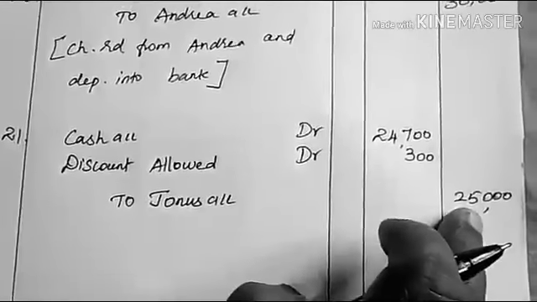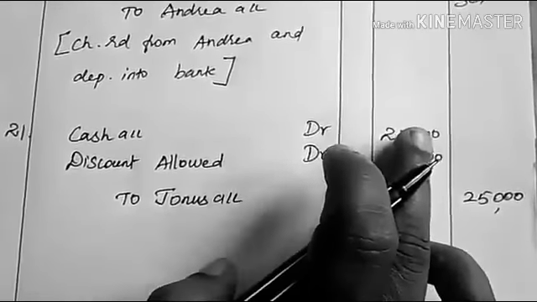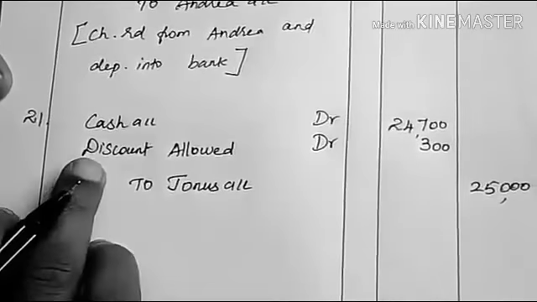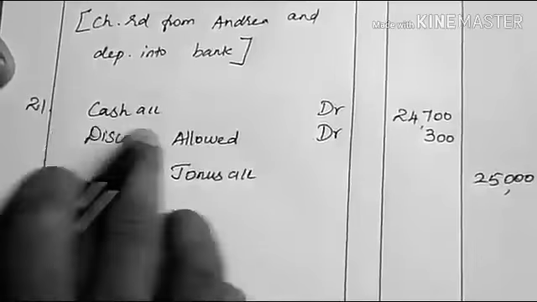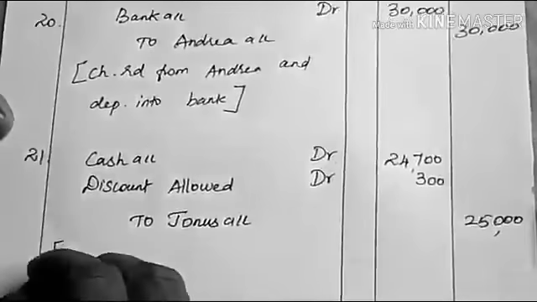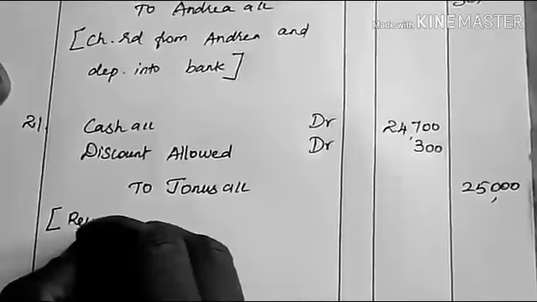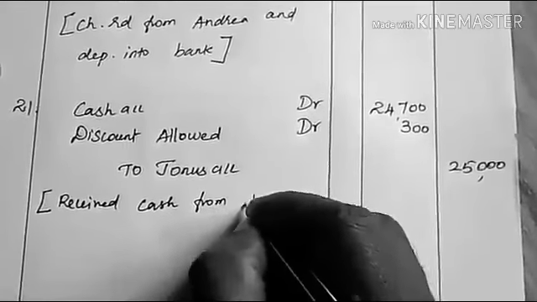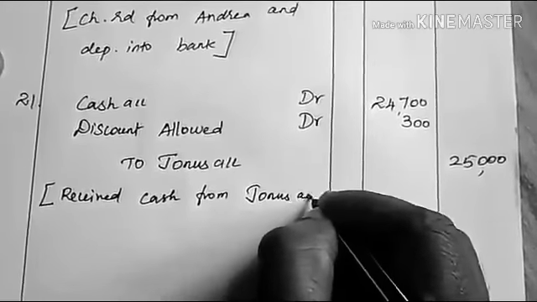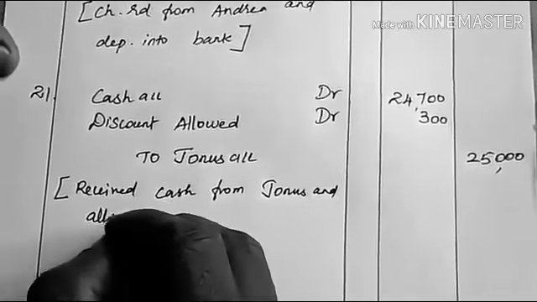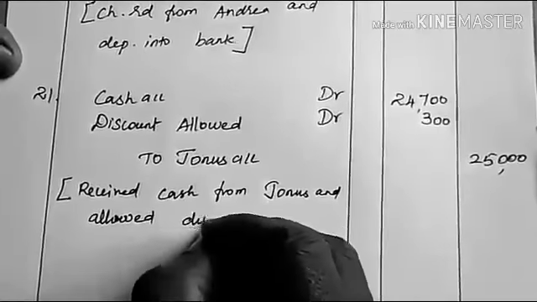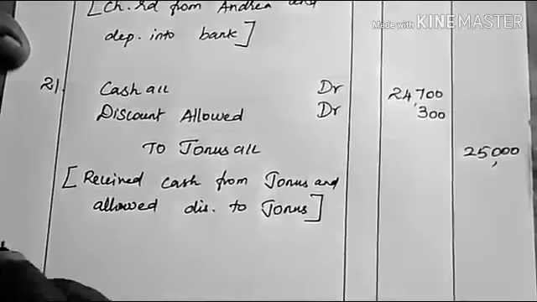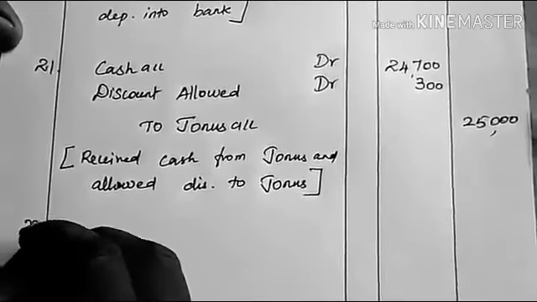So instead of 25,000 you have received only 24,700. The difference between these two, 300 rupees, is called discount. So discount debit. Why? Because it is an expense. Narration: received cash from Jonas and allowed discount to Jonas. Okay, then next transaction.